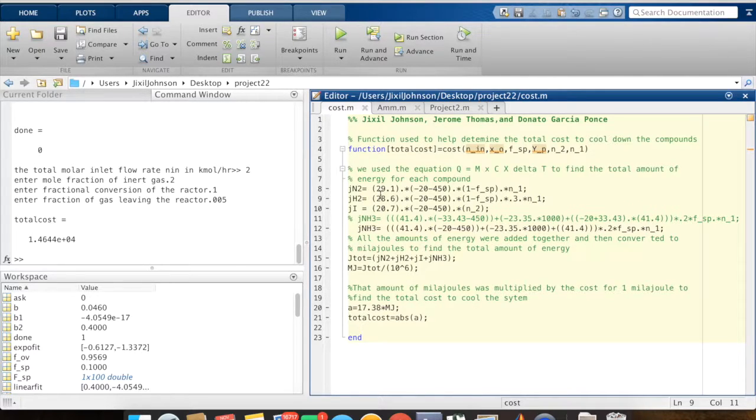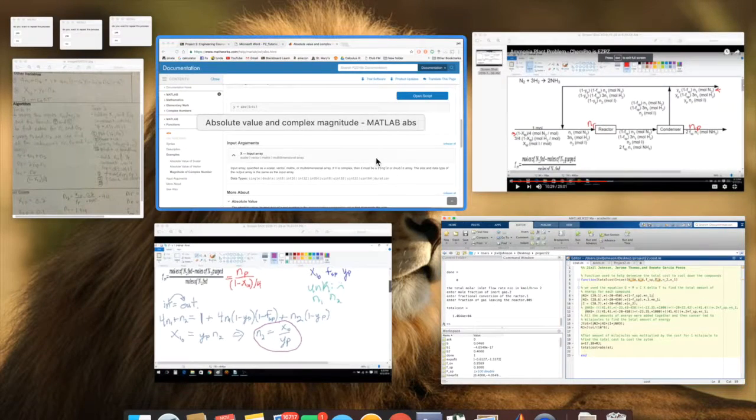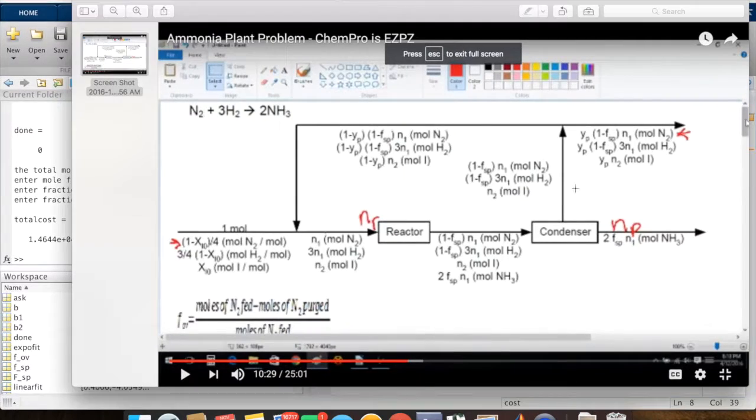So Joule, the equation for Joule is going to be Q equals n C ΔT. So n is going to be the number of moles, which is going to be (1 minus FSP) times N1, which in this case is proven by, so moles of N2 is going to be (1 minus FSP) N1, and moles of H2 is going to be (1 minus FSP) times 3 N1, and moles of I is going to be N2, and moles of NH3 is going to be 2 FSP N1.